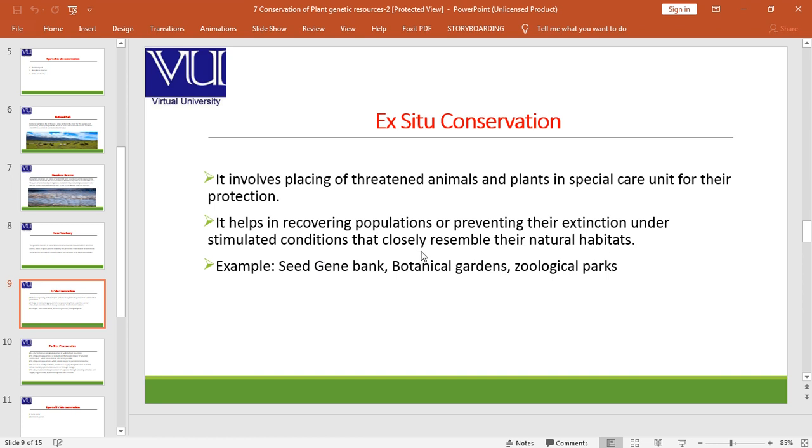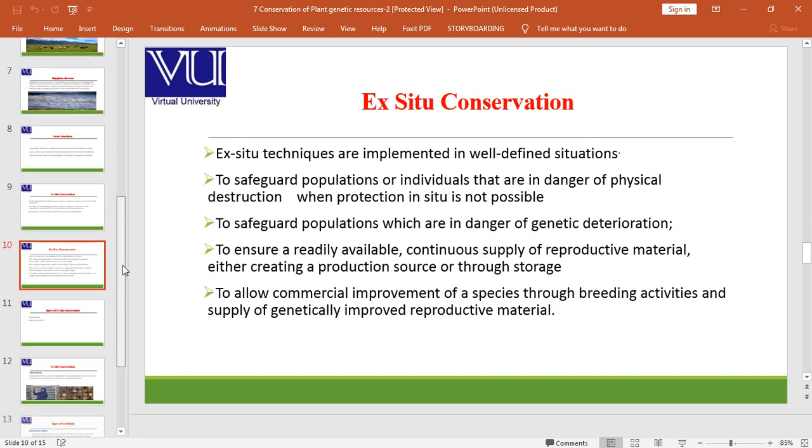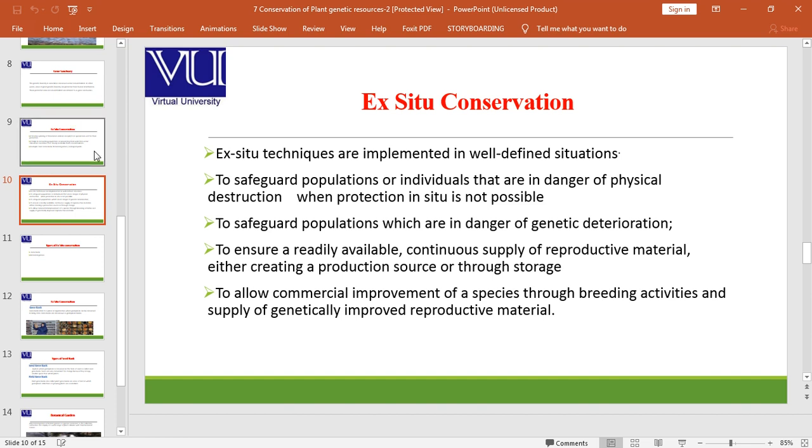resemble their natural habitats. So examples are seed gene bank, botanical gardens, zoological parks. Then we have ex situ conservation.